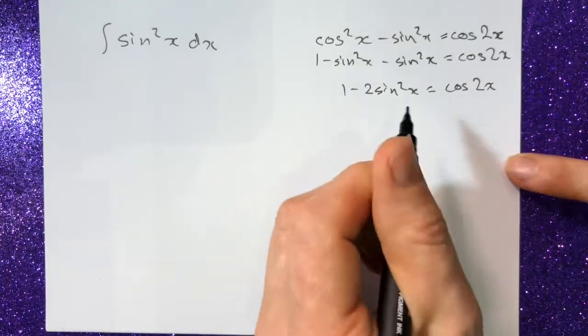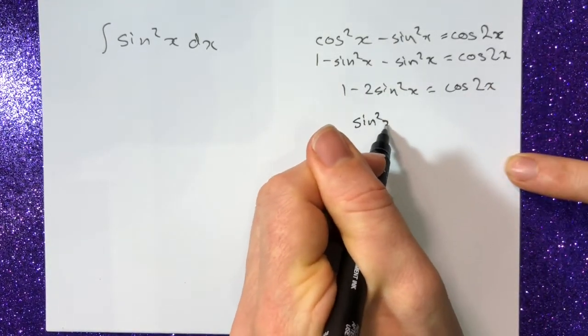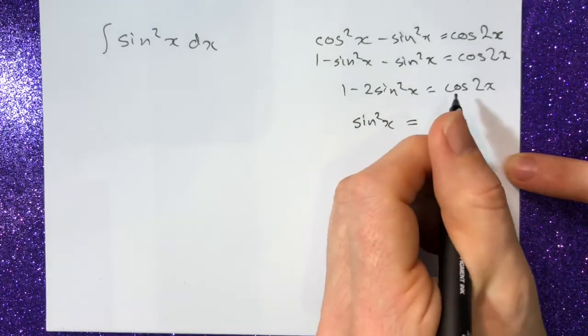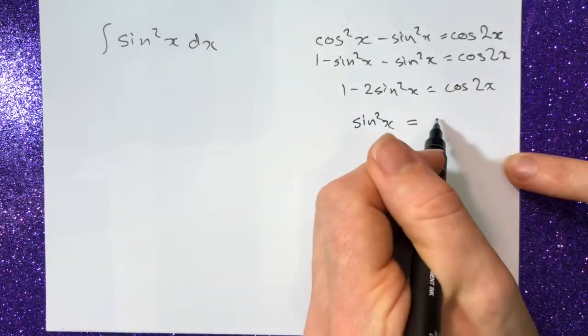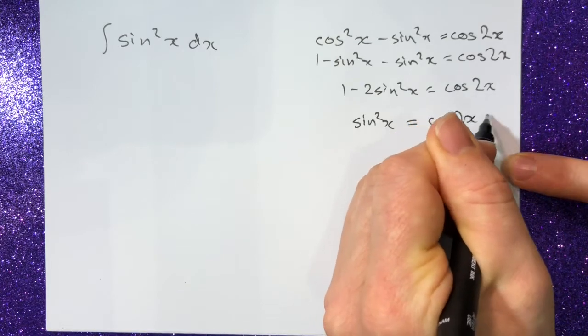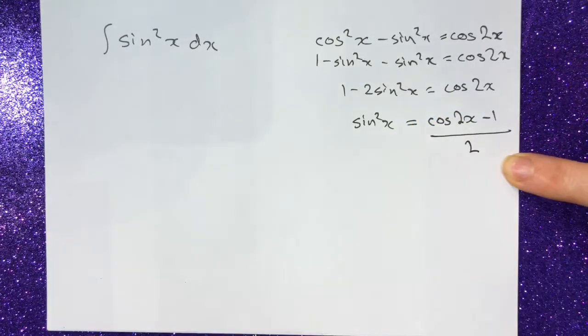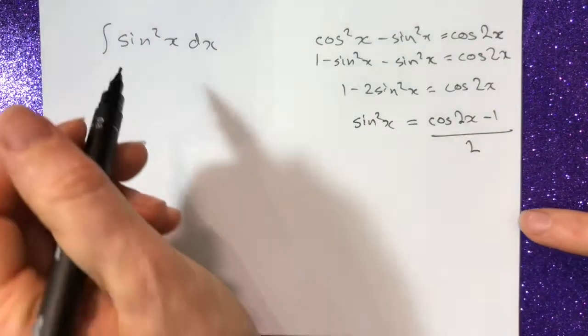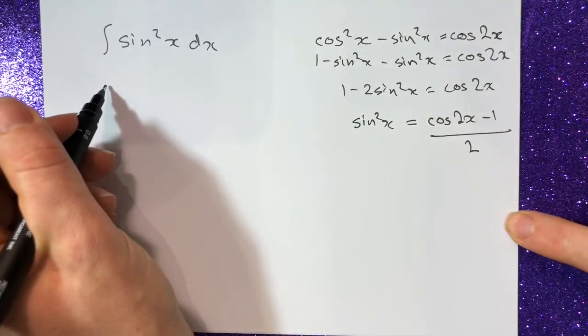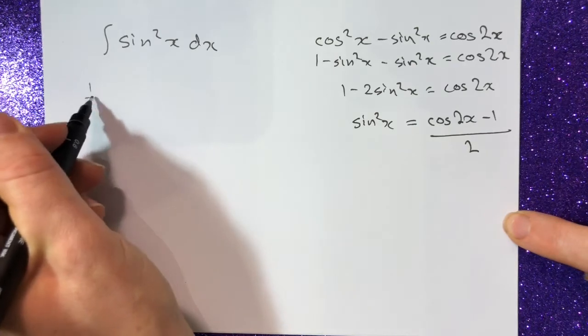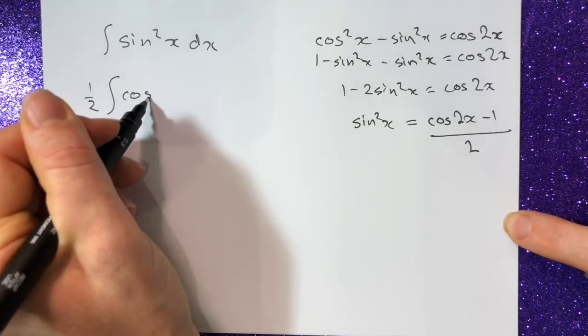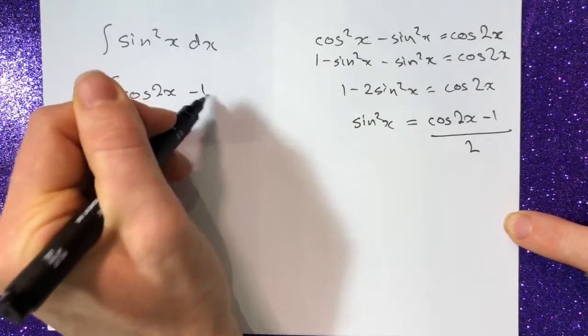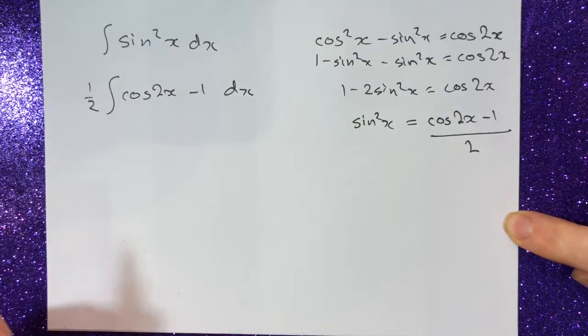So rearrange the 1 and the 2 over, and sine squared x would equal, it'd actually have to go backwards, so cos 2x minus 1 on 2 to get the negatives. So that's what I'm going to swap it for, because cos 2x is easy to integrate. So that's a half cos 2x minus 1. Didn't need to swap any u's or du's.